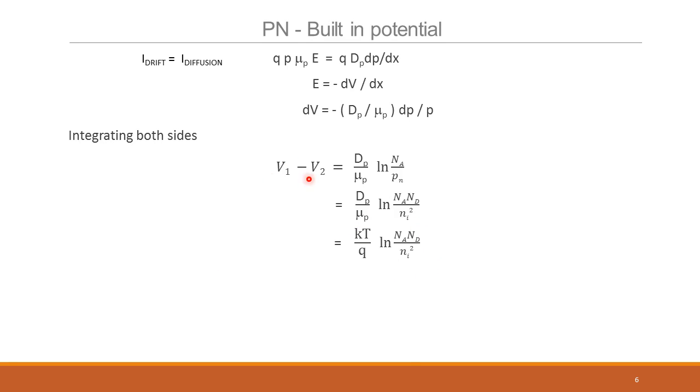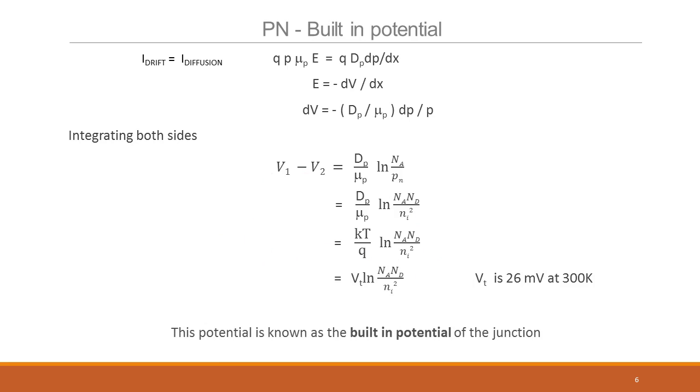This is the voltage difference across the depletion region. Right? This kT by q is actually represented by Vt. So it's Vt ln Na Nd by Ni squared. Right? This Vt is approximately 26 millivolts at 300 Kelvin. This is just the Vt. Right? The built-in potential depends on Vt and the doping concentration. This is called the built-in potential and depends on the doping concentrations as well.